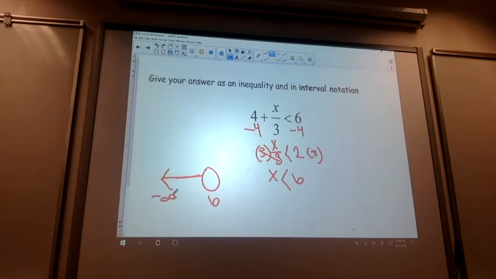So now you're going to read it left to right. So it's going to be a rounded bracket, negative infinity, comma, 6, rounded or square? Rounded, because it's an open circle. I'm still so confused on the bracket. Go ahead. The infinity ends always have rounded.